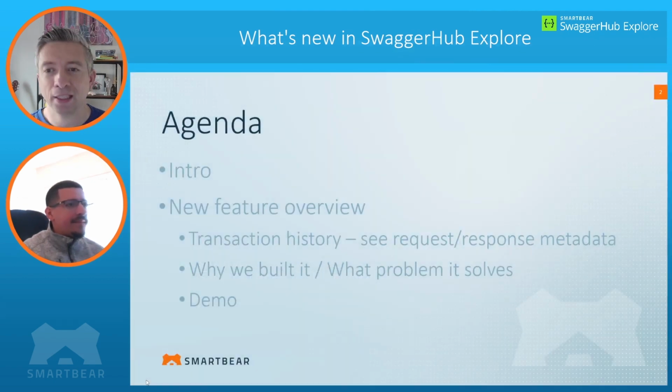Great. So what we're going to cover today is some of the new features which have just dropped today for SwaggerHub Explore, and predominantly focusing in on transaction history. And this is all about seeing the request and response metadata for calls that you've made to cloud APIs or to local APIs running on your device or within your network. So maybe Temil, you want to give everyone an overview as to why that feature was important and what problem it solves for those who are either building or consuming APIs.